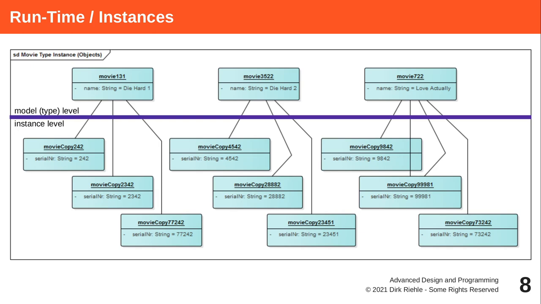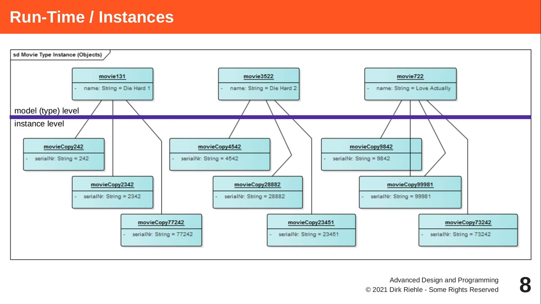So at the top are the movies, and at the bottom are the streaming instances or movie copies here. This big bar in the middle, model versus instance, only serves to illustrate that we are talking about these two types of objects: the model or type objects, as we will soon learn, and the instance objects, which are the instances of the type objects. And it's already perhaps apparent that there will be many more instances than model or type objects.